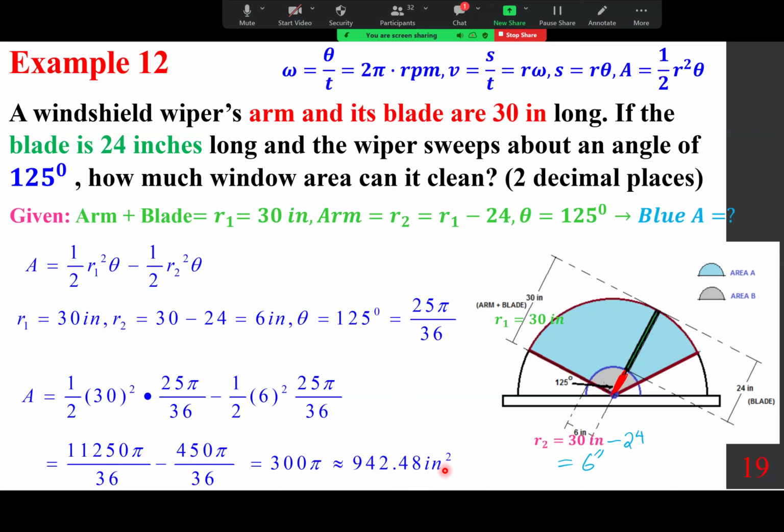A quick recap just to make sure we are in good shape. We are interested in finding the blue area. Using R1, we get the blue area plus the gray area. Their difference is the answer.